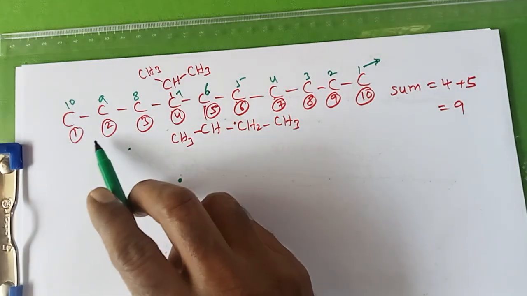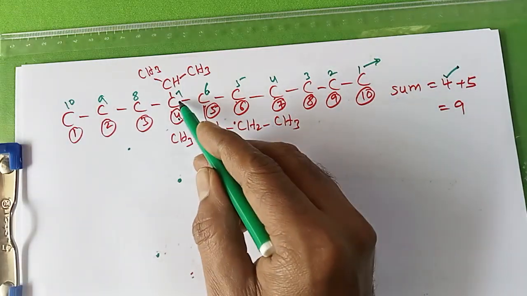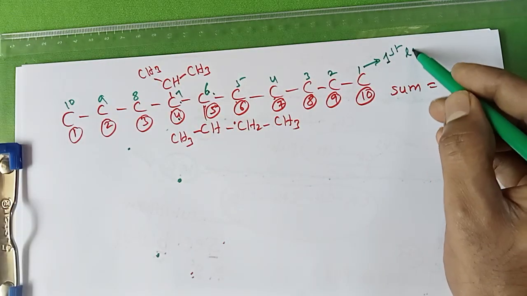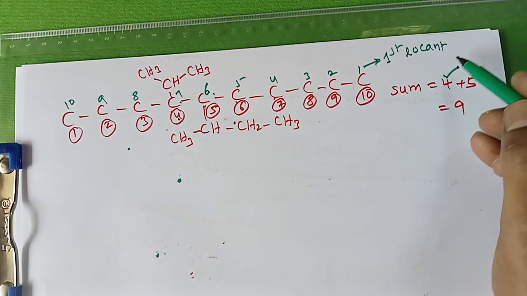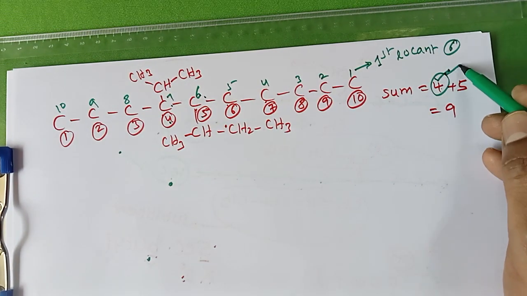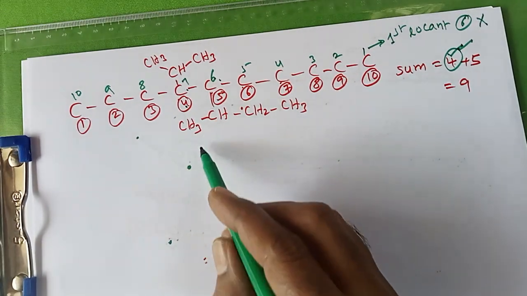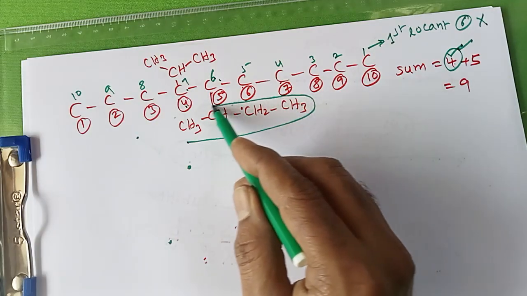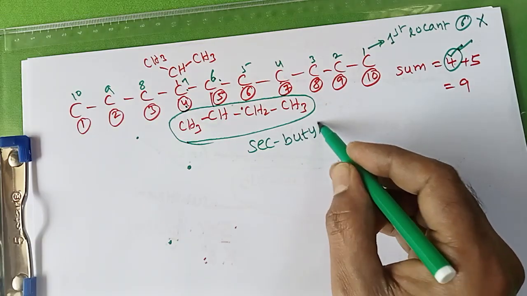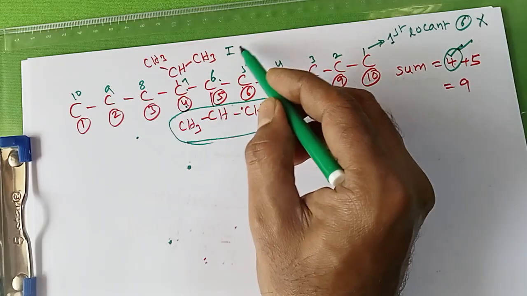The lowest first locant is at the 4th carbon. This is important. Here the first locant is at the 6th carbon. Locant means branch. First locant at 6th, first locant at 4. So this is the right numbering, this is the wrong numbering. Now the name. In the name, this branch, as just explained, is secondary butyl. Secondary butyl is also allowed in IUPAC. And this name, isopropyl.